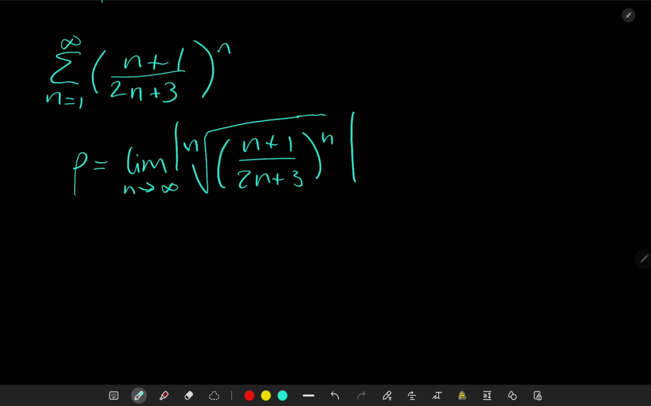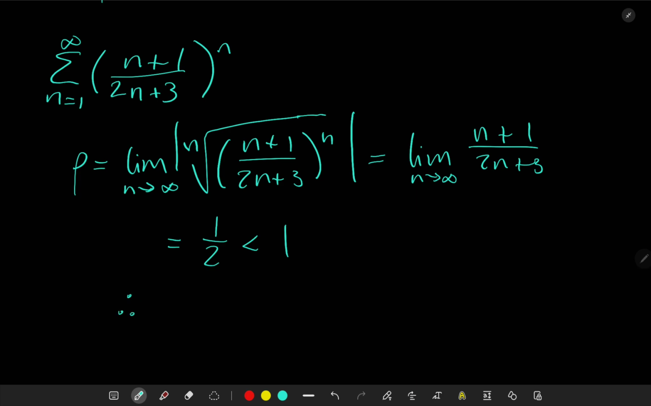So you don't have to worry about that because there's an absolute value, and that's great because then this limit becomes the limit as n goes to infinity of n plus 1 over 2n plus 3. And that limit, same degree now in numerator and denominator, so you just get the ratio of the coefficients, which is 1/2, which is less than 1. Therefore the root test tells you that the series converges absolutely.